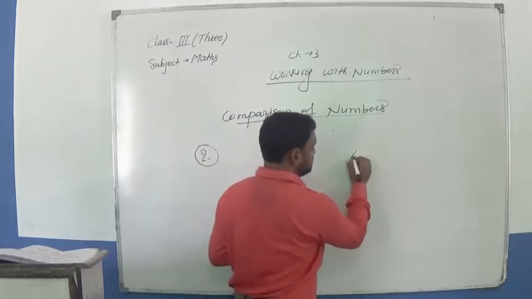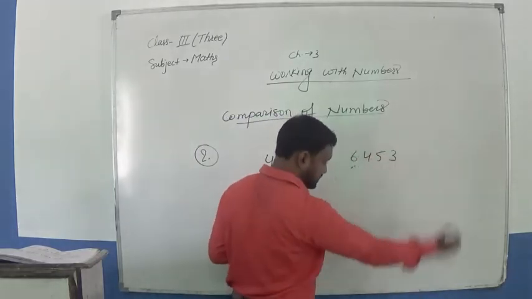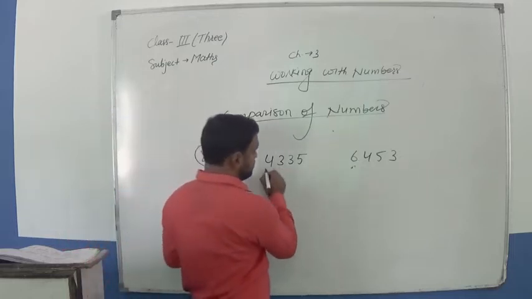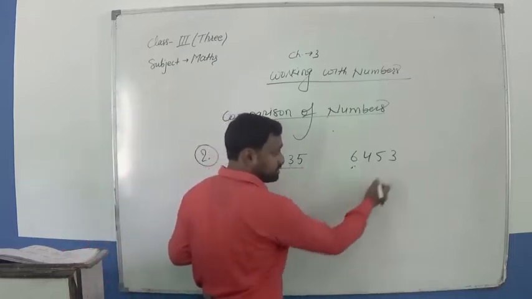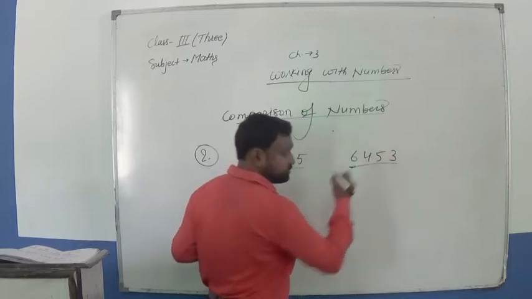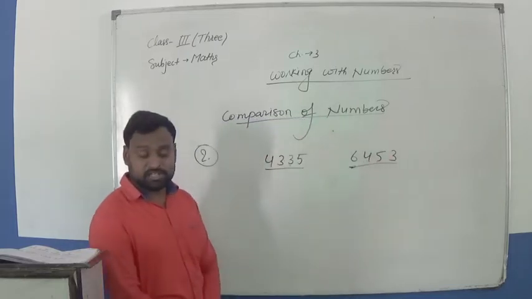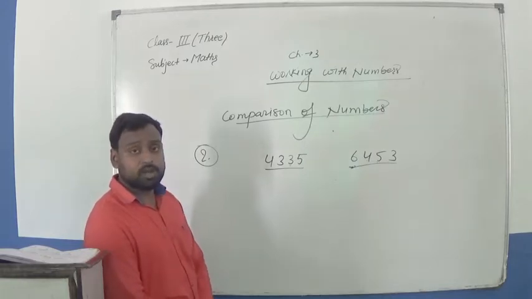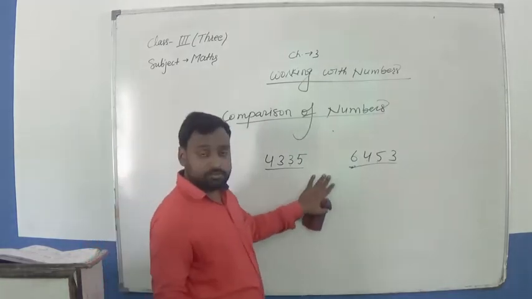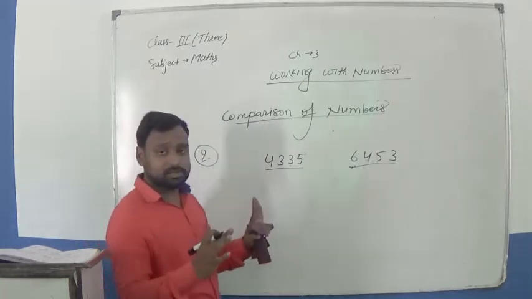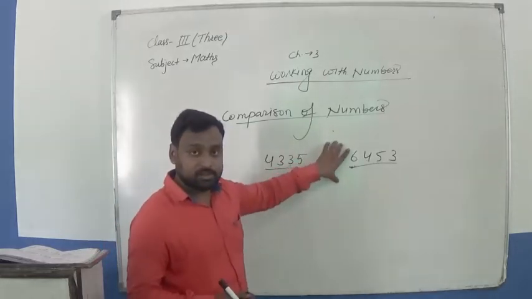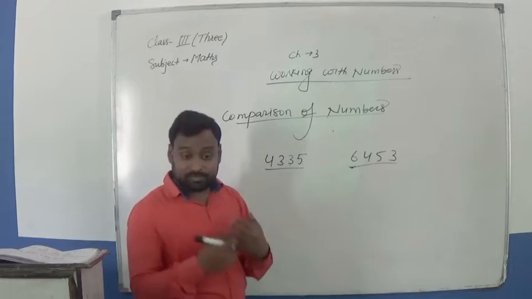4335 and 6453. What do we see? It is also 1 2 3 4 digits, 1 2 3 4 digits, both are 4-digit numbers. Then how will you decide which is greater and which is smaller? For that, the first rule is cancelled. There is no use of the first rule in this type of comparison. Here we have to apply what I am telling now.